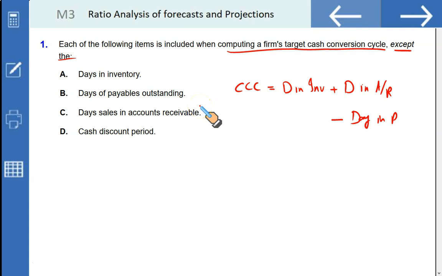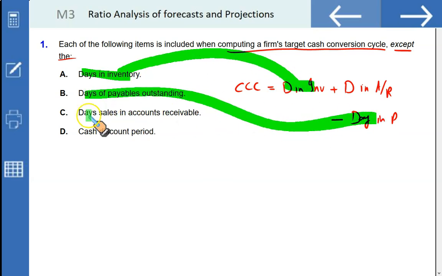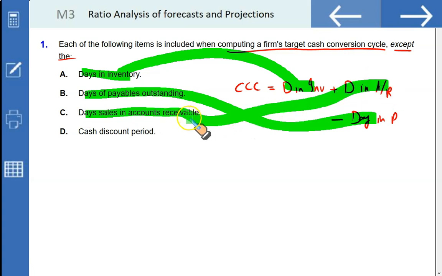So, which of these is not required? We need days in inventory. We need days of payable outstanding. We need days in accounts receivable, or days sales in accounts receivable. We need ABC, but not cash discount. No, there is no such thing as a cash discount period. That is the right option.